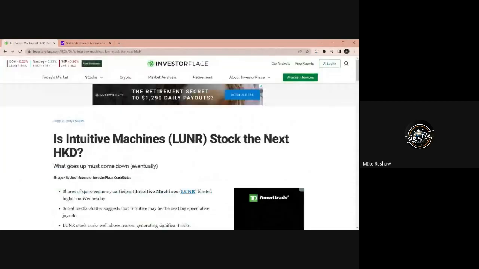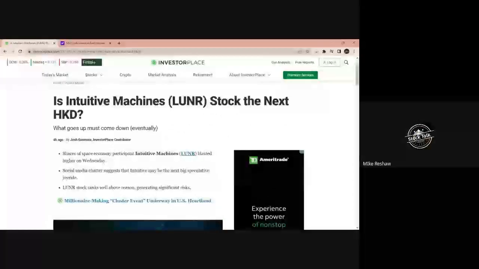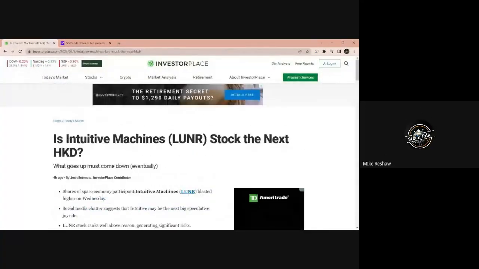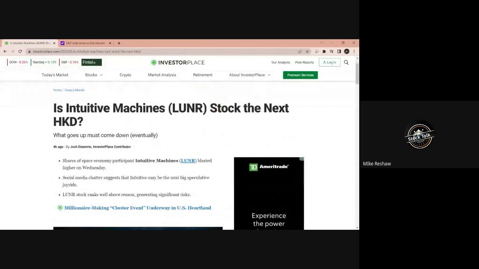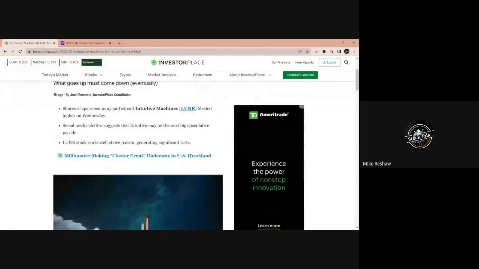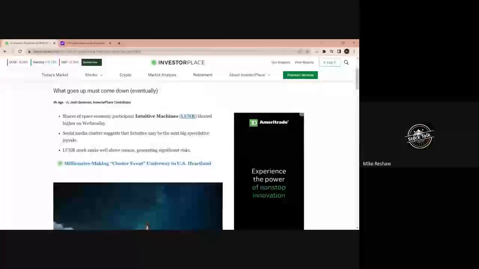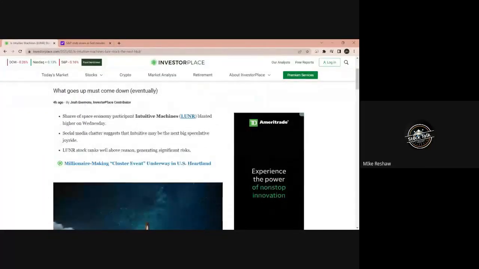So going on to Investor's Place, looks like we have a story that explains some of why this is the favorite today in the market, where it shot up so high there. Is Intuitive Machines LUNR stock the next HKD? What comes up must come down eventually. Yes, this screams of heavy shorts. I've actually seen some of the big dogs on there talking about it with their trading companies. Shares of the space company Intuitive Machines blasted higher on Wednesday. Social media chatter suggests Intuitive may be the next big speculative joyride.